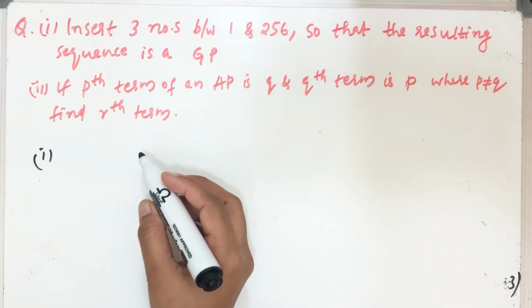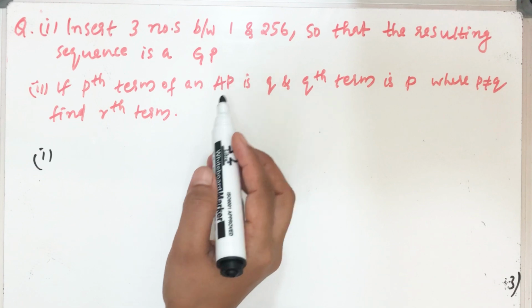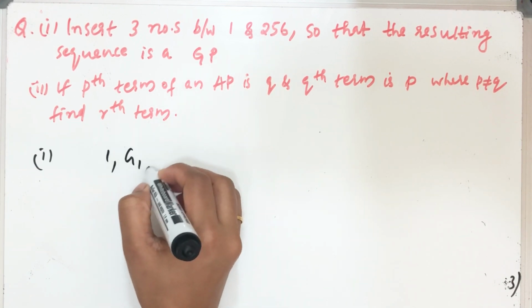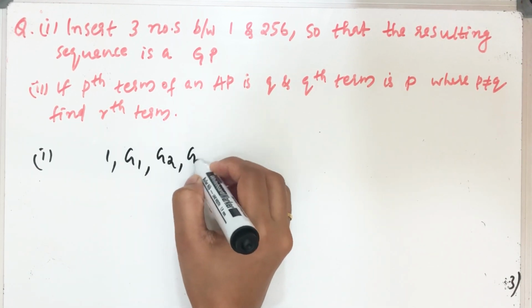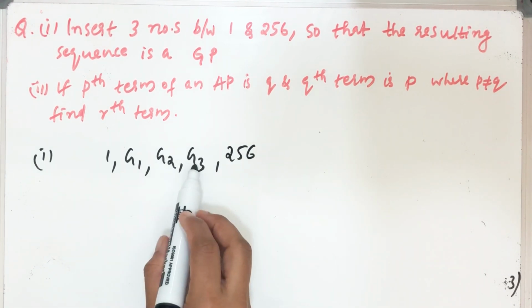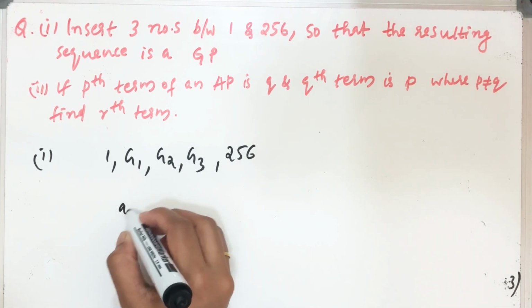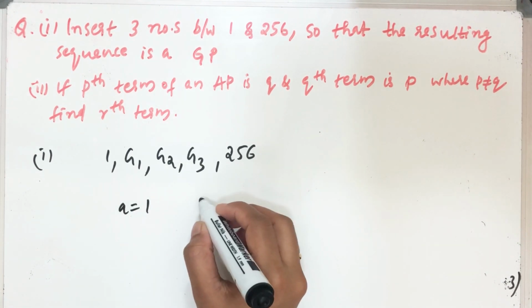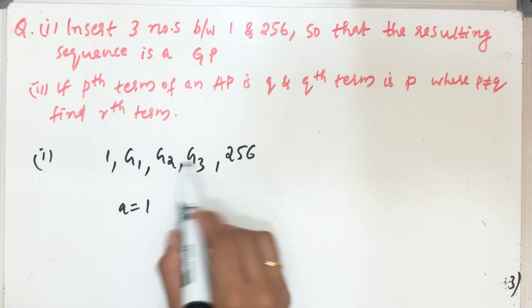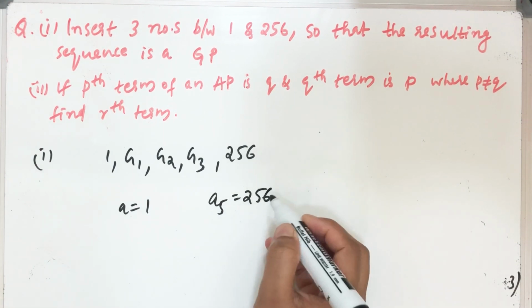So let G1, G2, G3 be the three numbers between 1 and 256. Then 1, G1, G2, G3, 256. We have inserted these three terms to form a GP. So this is a GP with the first term a equal to 1 and the last term, that is fifth term, a5, equal to 256.